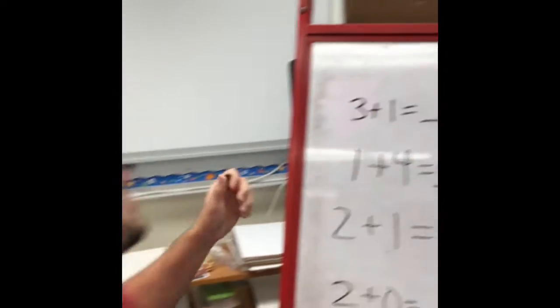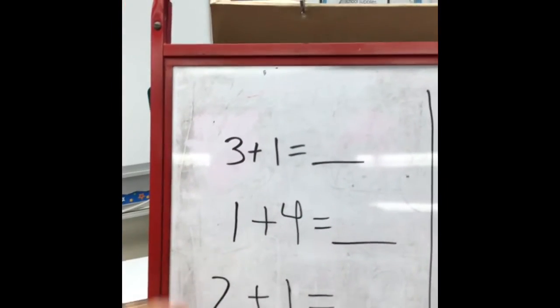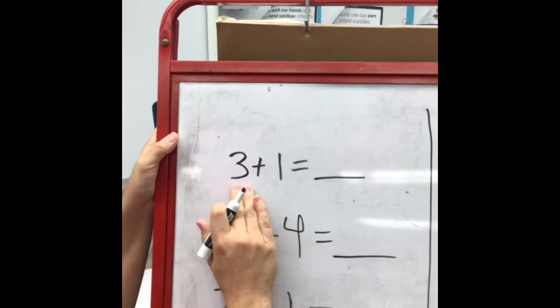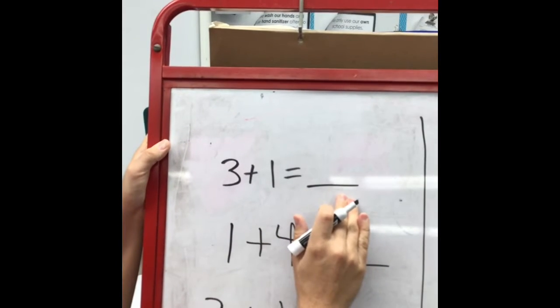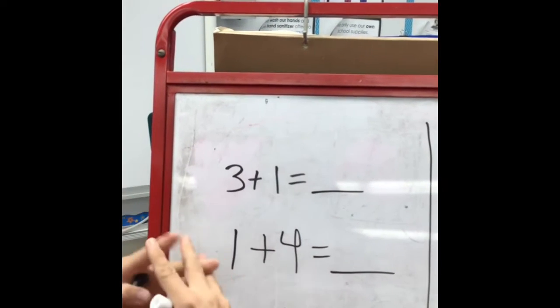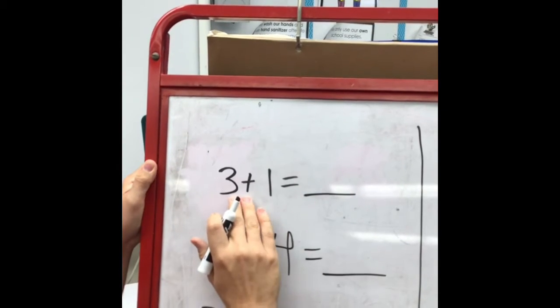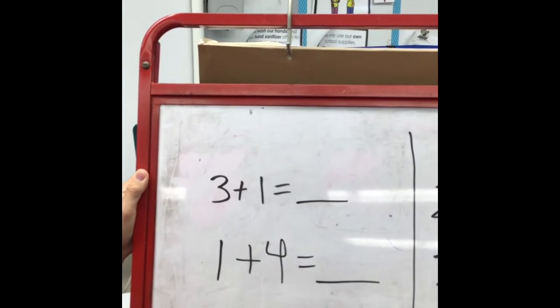Okay, so our first problem is still addition. We're still taking two numbers, we're adding them together, and it reads like this. 3 plus 1 equals blank. Again, plus means we're adding them together. Equals just means that there's the same amount of stuff over here as it is over here. We just want the same number.